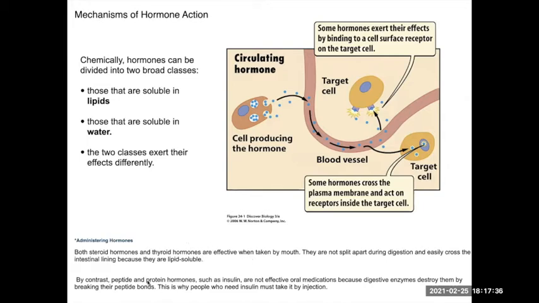right? With these other types, these water soluble ones, they're usually going to be broken down by the digestive enzymes, and then they need to be passed through the epithelial boundary of the lumen a little differently, right? So insulin, which is one of these, you can't just take it orally, right? You can inject it into your bloodstream.